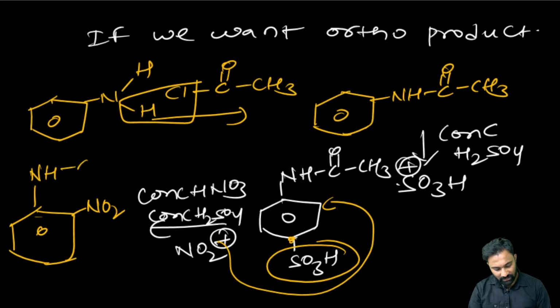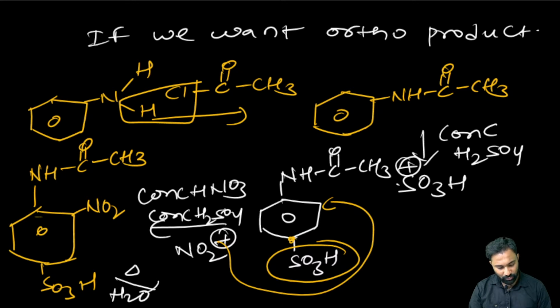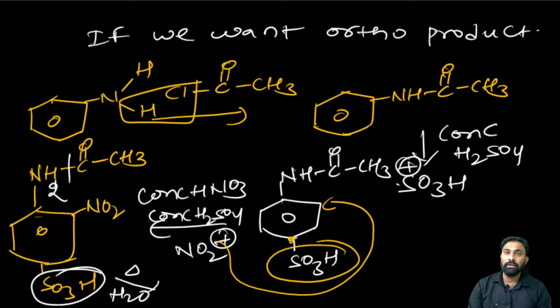Then here we have the acetanilide, and here we have the SO3H. After this, upon heating with H2O, you will get the aniline here. And the SO3H is more volatile, it will be eliminated from the solution. Clear? Again we will get the ortho nitro product.